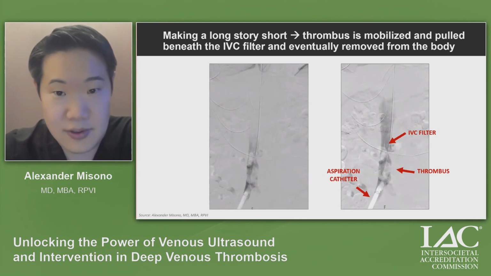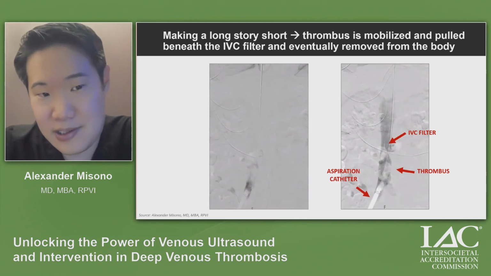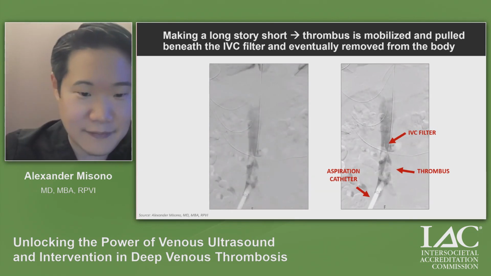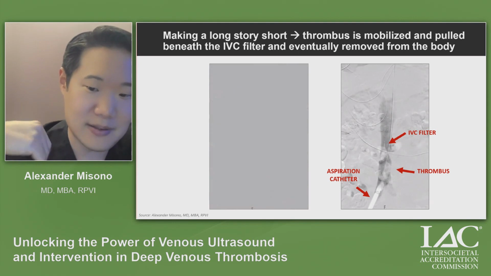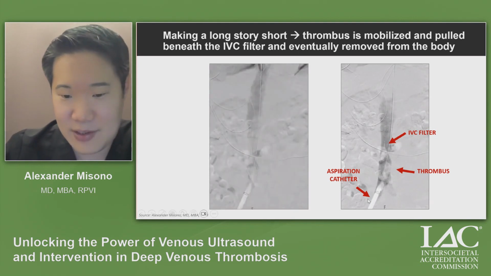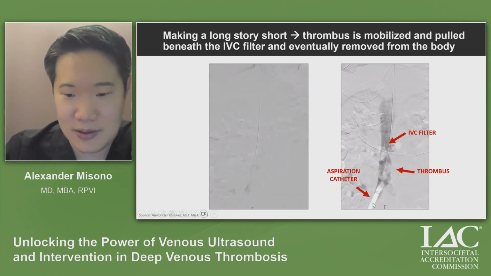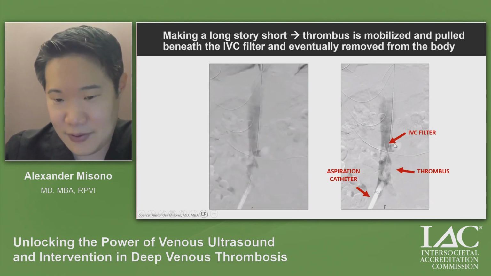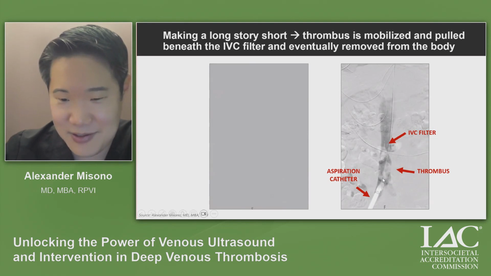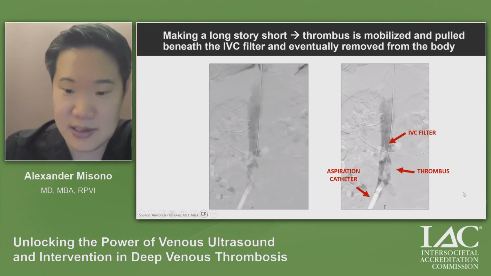To make a long story short, the next thing that I did was work very, very hard to mobilize the thrombus from above the filter and remove it from the body. So here I am taking an aspiration catheter again. You can see sort of the ghost of it in the bottom left of the picture. You see the IVC filter labeled here. And then all these rounded white areas that look like you chewed gum and spit it out and put it on the screen, that stuff is the DVT.